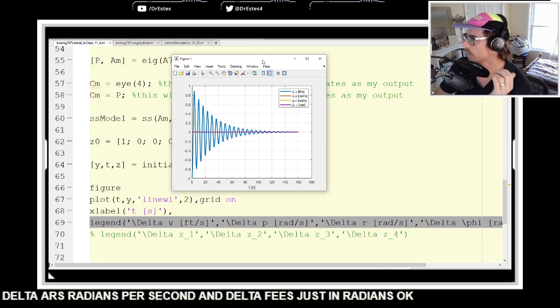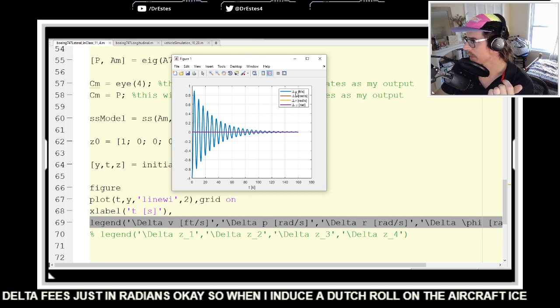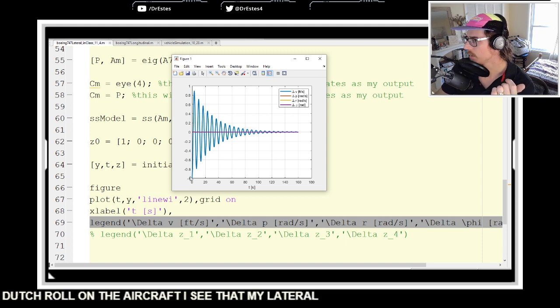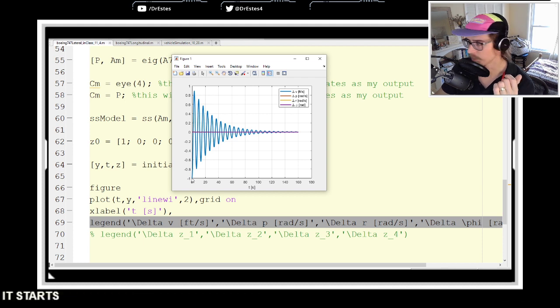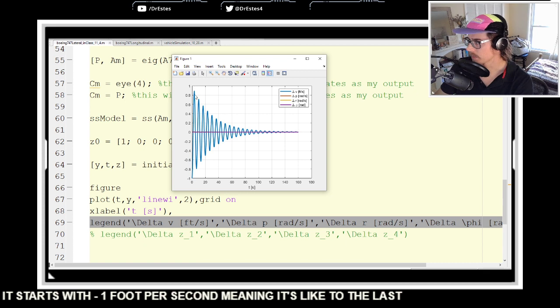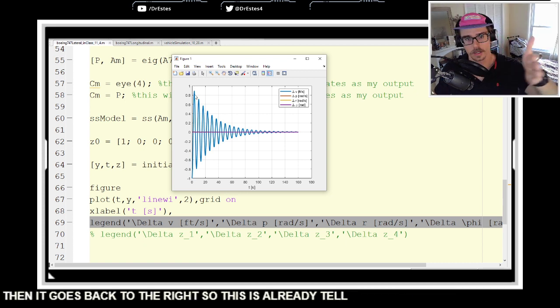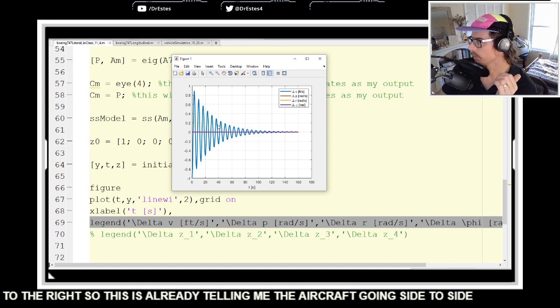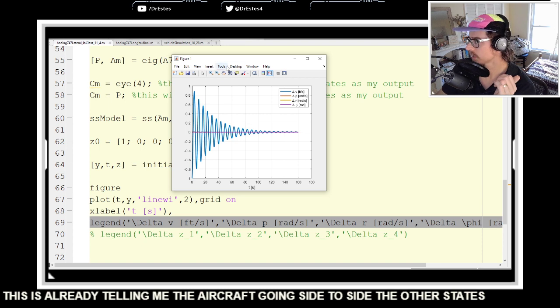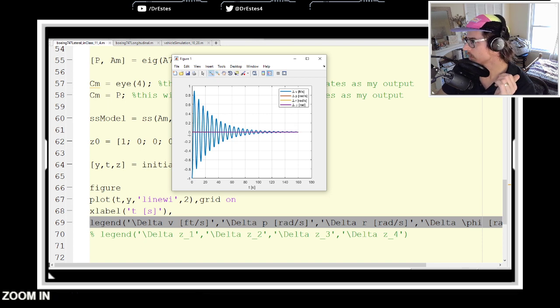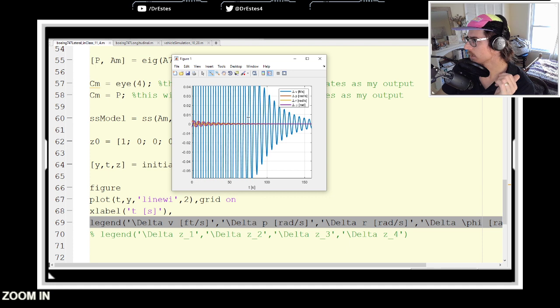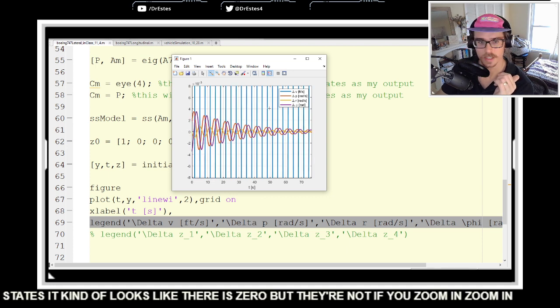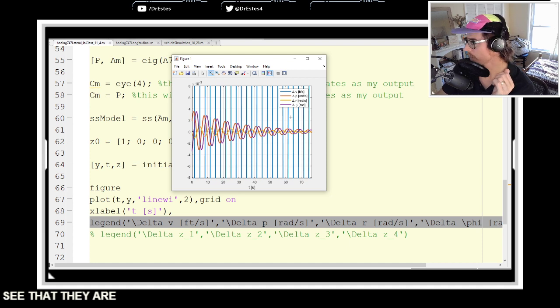Okay, so when I induce a Dutch roll on the aircraft, I see that my lateral speed is changing from side to side. It starts with -1 foot per second, meaning it's to the left, and then it goes back to the right. So this is already telling me the aircraft is going side to side. The other states kind of look like they're zero, but they're not. If you zoom in, you see that they are moving around.